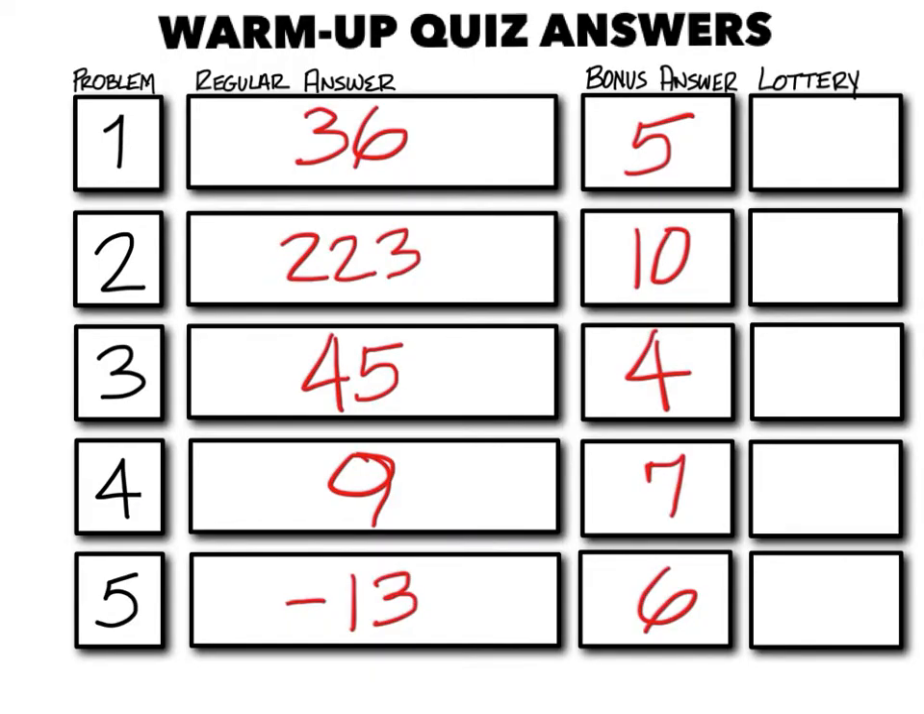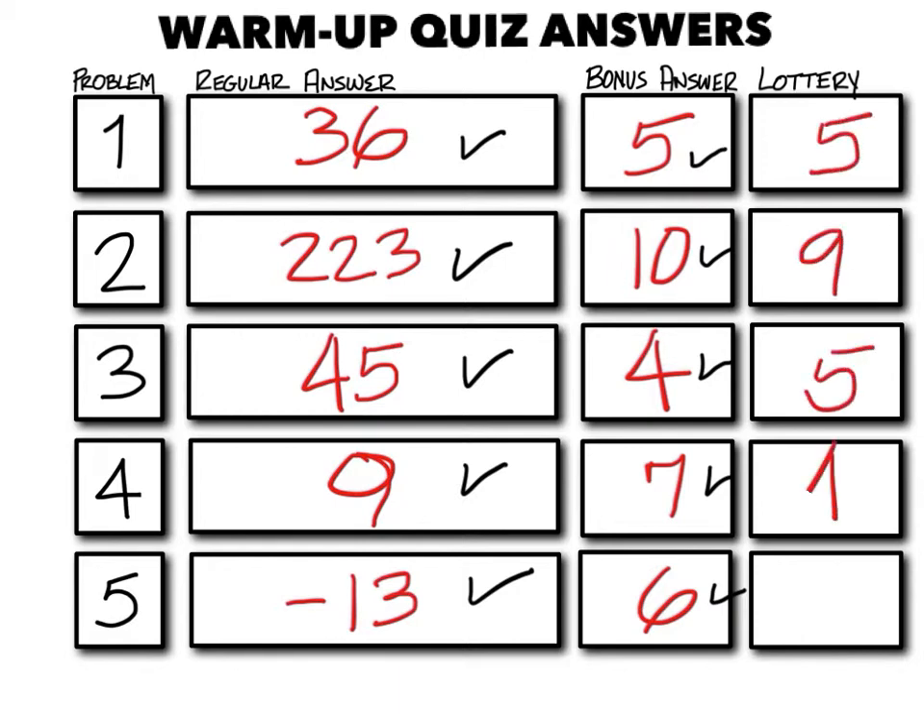Answers are 36, 223, 45, 9, and negative 13. Those are 5 points each. Bonus answers are 5, 10, 4, 7, and 6, 1 point each. The lottery is 5, 9, 5, 4, 3.